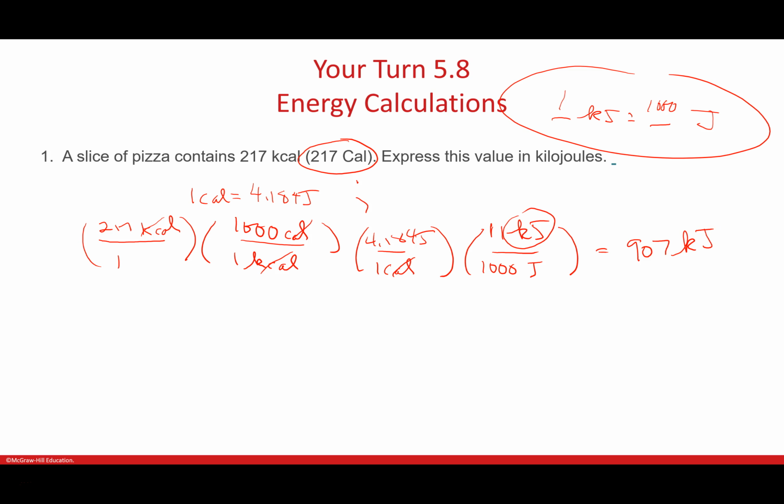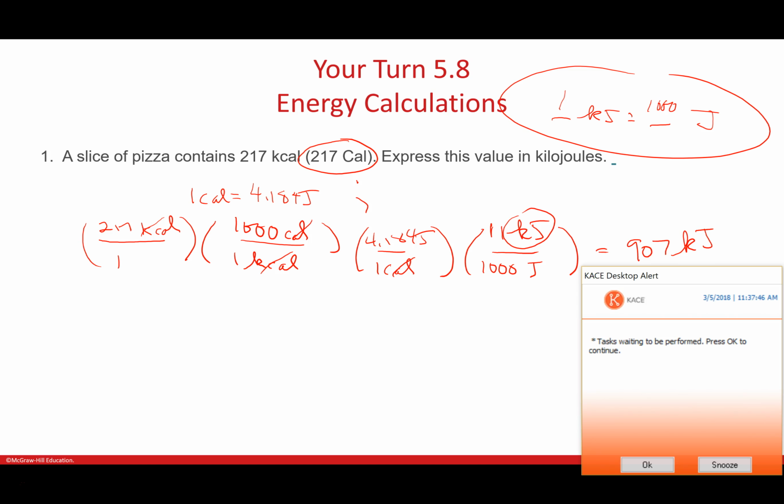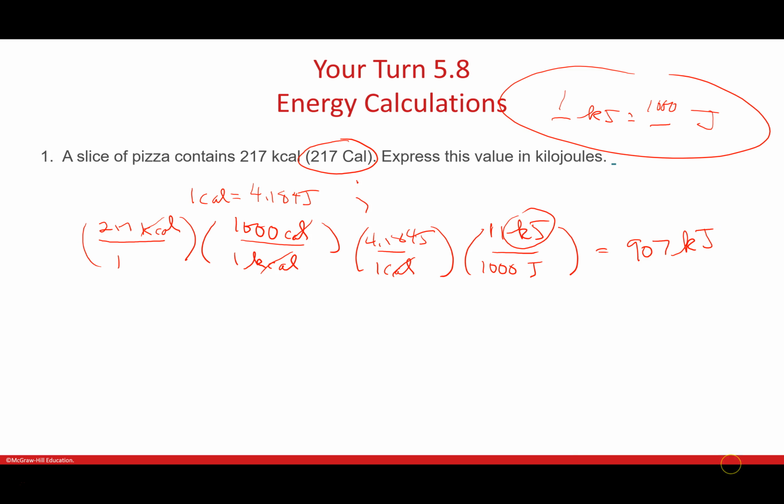What do you think, Billy? Sounds good. And you could go ahead and break it out and do individual problems, and you should get the same number.